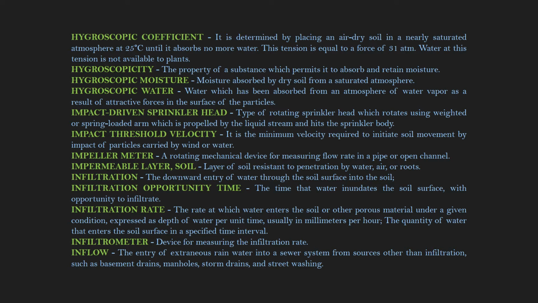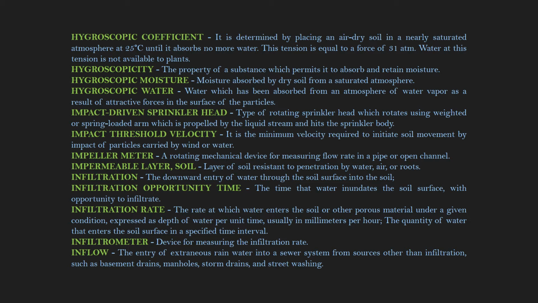The downward entry of water through the soil surface into the soil. Infiltration opportunity time: the time that water inundates the soil surface with opportunity to infiltrate. Infiltration rate: the rate at which water enters the soil or other porous material under a given condition, expressed as depth of water per unit time, usually in millimeters per hour. The quantity of water that enters the soil surface in a specified time interval. Infiltrometer: device for measuring the infiltration rate.